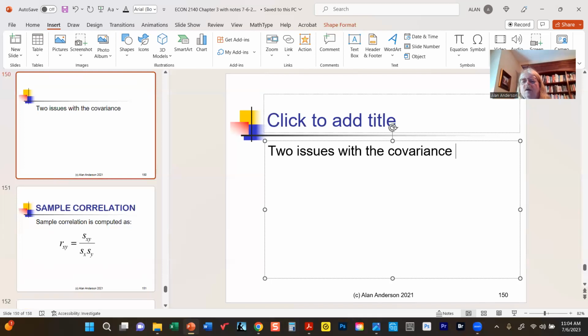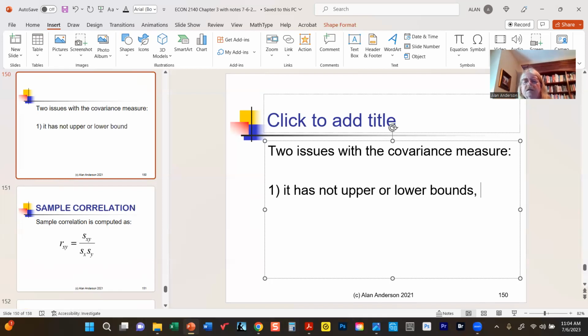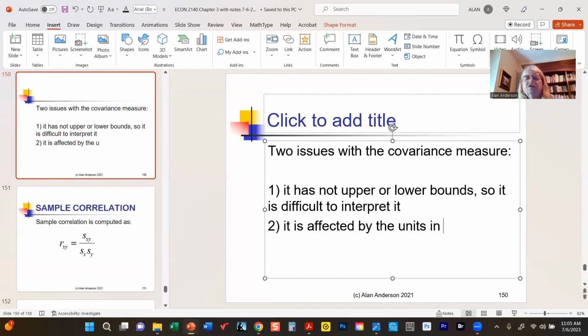Number one, it has no upper or lower bounds. So it is difficult to interpret it. As I said before, we had a covariance of -1, and it's hard to say if that's a strong or weak negative relationship. Number two, it is affected by the units in which it is measured. Now, what exactly do I mean by that?